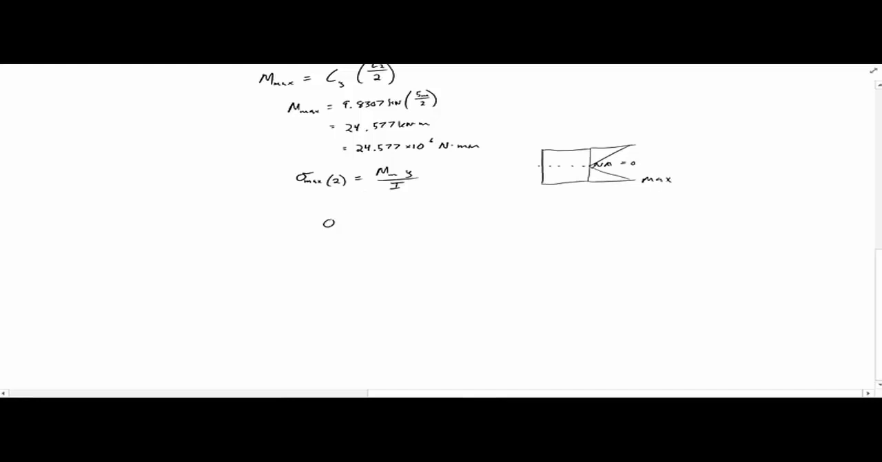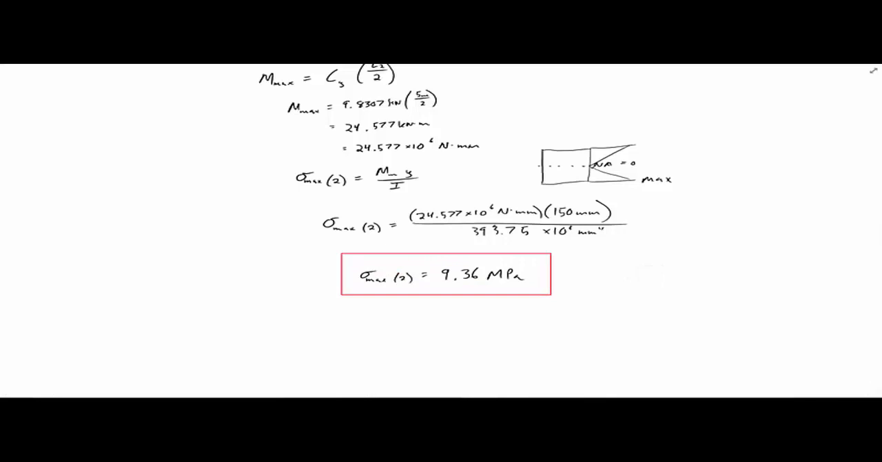So we can do our bending stress of beam 2 is then going to equal our moment. So 24.577 times 10 to the 6th Newton millimeters multiplied to 150 millimeters divided by the moment of inertia, which we calculated earlier to be 393.75 times 10 to the 6th millimeters to the 4th. So for the timber beam, max bending stress is then going to equal, rounding up a little bit, 9.36 megapascals. Okay, and this is the answer for part B.